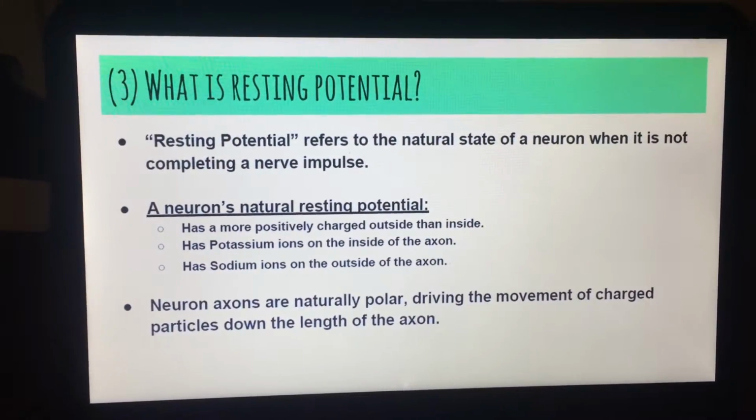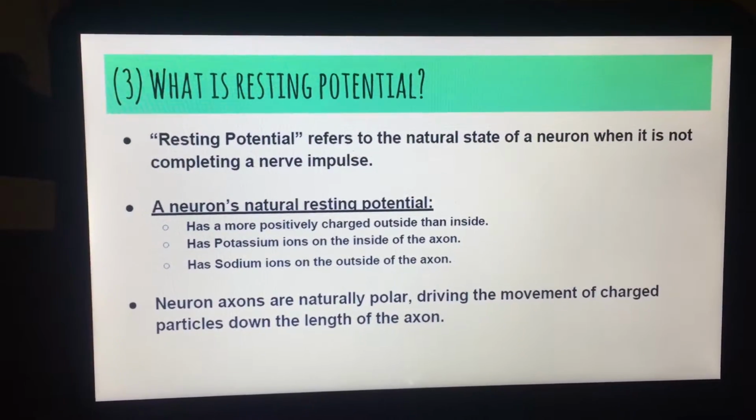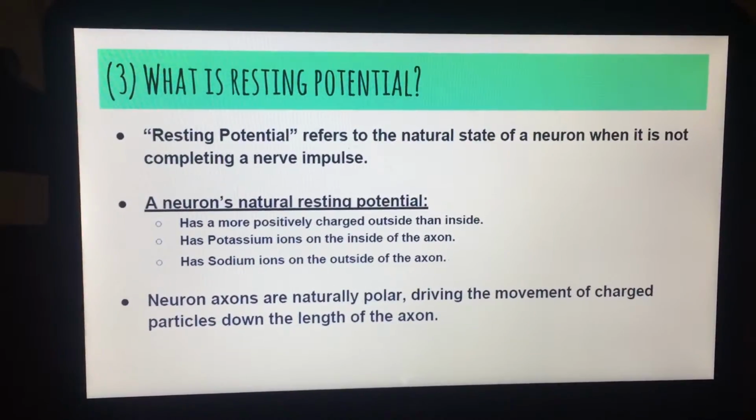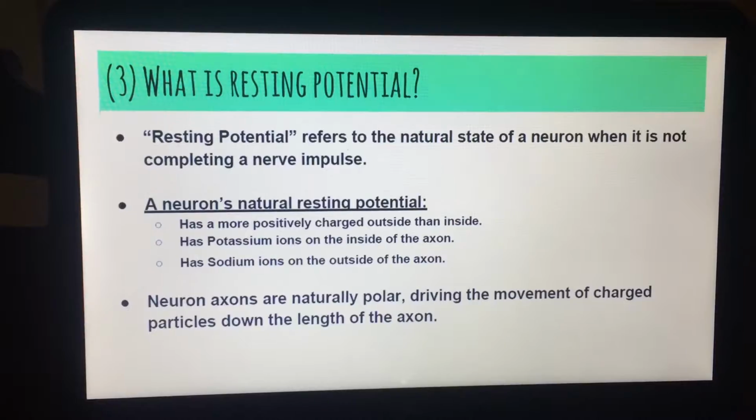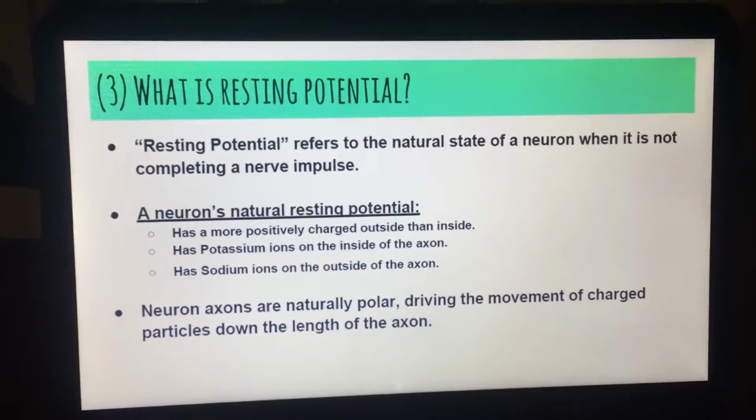And similarly here, we don't want more of one particle on the outside of the axon than the inside. We want a balance of charge across the axon. So that naturally polarized axon is actually what's going to drive this nerve impulse, or these messages, down the length of the axon.